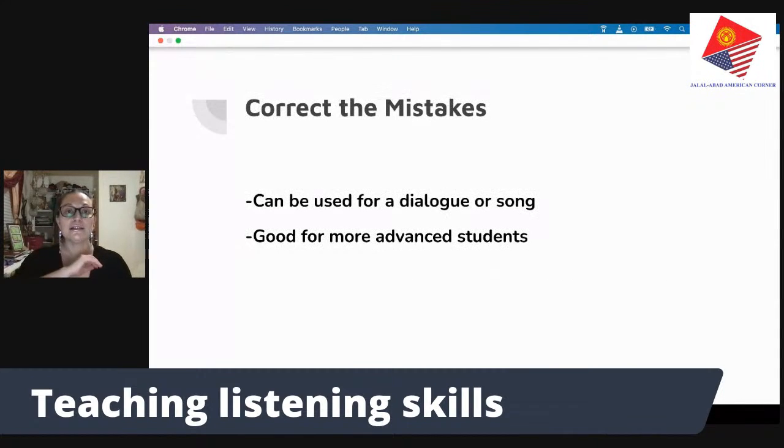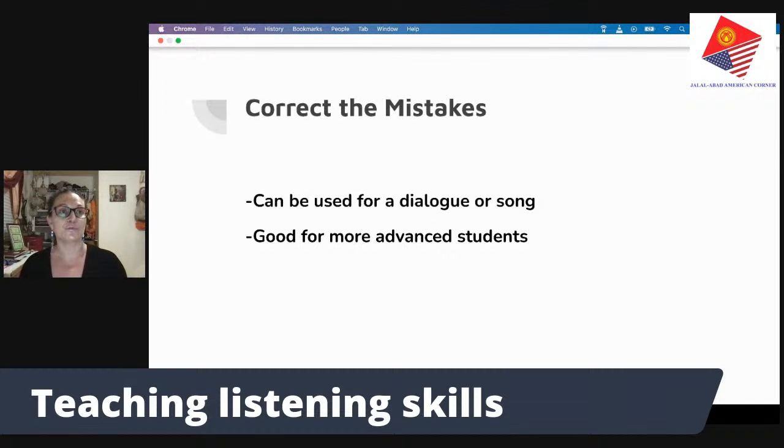Okay, and correct the mistakes. So this can be used for a song. As I mentioned, when you have a fill in the blank and they listen for the correct word to put in the blank, for more advanced students, you can also put some incorrect words in the lyrics of the song. It's not what the singer is singing.